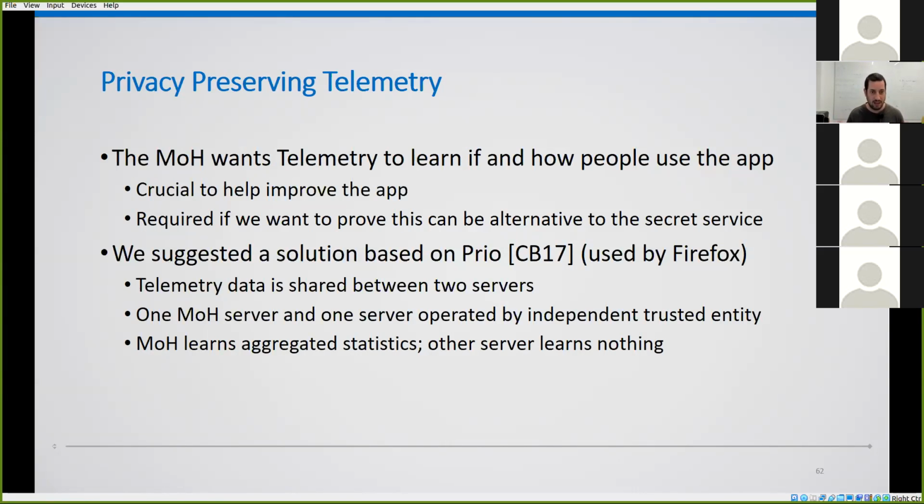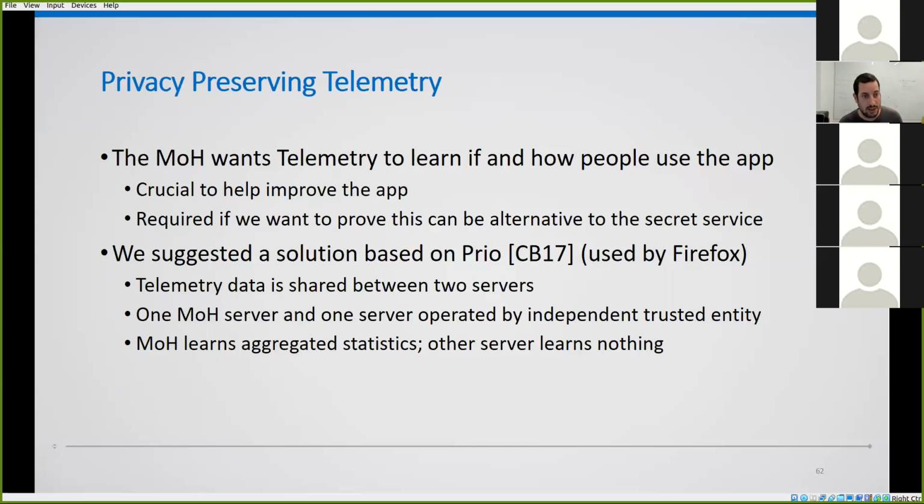It's basically a relatively simple multi-party solution where the data is shared between two servers. We proposed that one server is going to be operated by the Ministry of Health, and the other one is going to be operated by some trusted independent entity, for example, Tel Aviv University. And basically, the two-party computation ensures that the Ministry of Health can only learn aggregated statistics. You can also add differential privacy for those statistics. And the server that's going to be, in this example, in Tel Aviv University is going to learn nothing. So no information is shared outside the server.